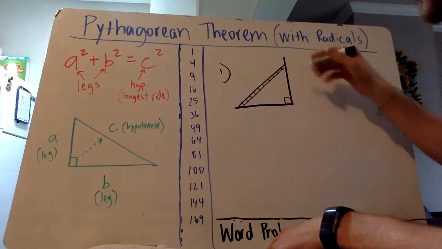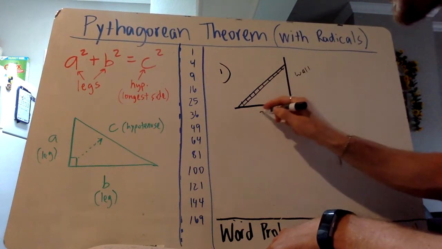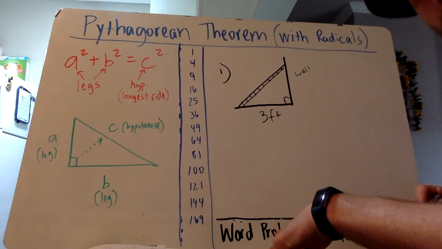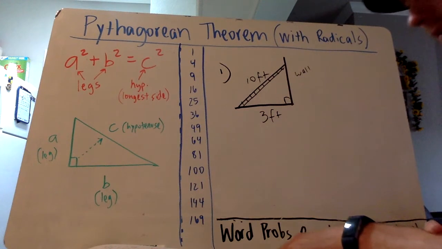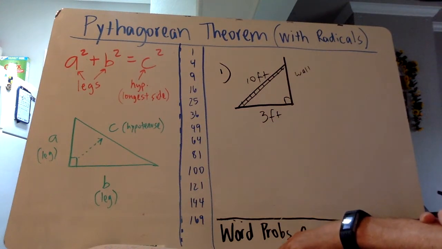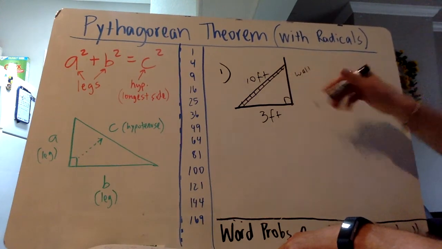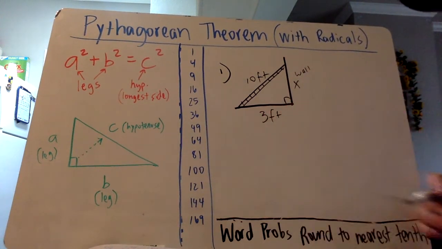So here's my wall, so if you need to, label it. Wall. 3 feet from the wall, so that's 3 feet. The ladder is 10 feet long, so this is 10 feet. Then it says, how far above the ground does the ladder touch the wall? Here's the ladder, touching the wall right there. How high is that? That's my x.